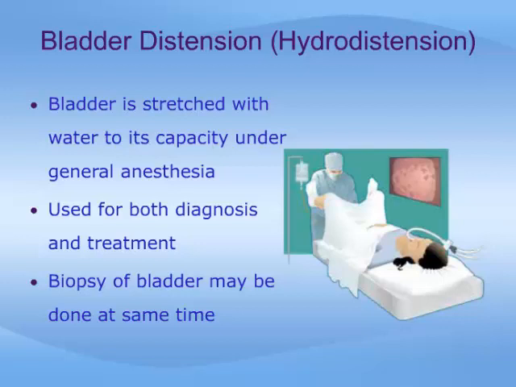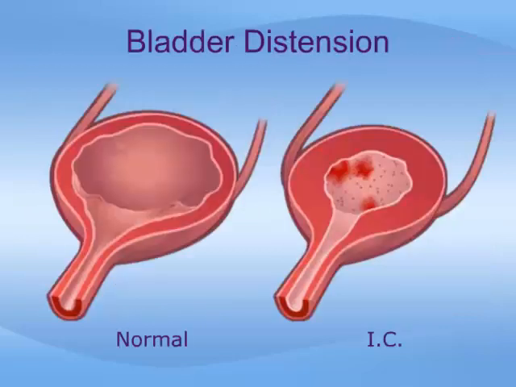The lining of the bladder is stretched, or distended, with sterile water at certain pressure until its capacity is reached. The bladder is then re-inspected. If the bladder capacity is less than normal, for example, only a cup or so, and small areas of bleeding are seen, that is felt to be diagnostic of IC.